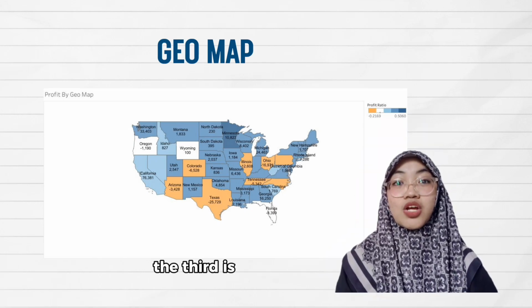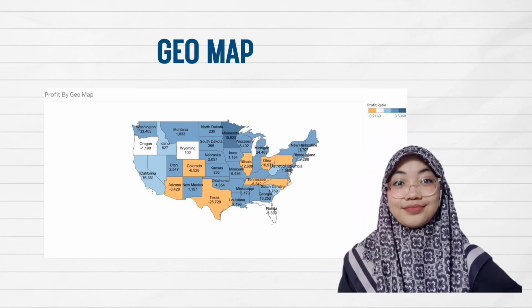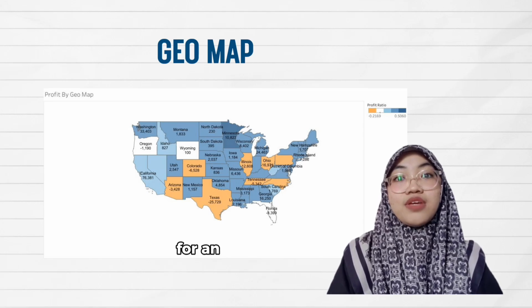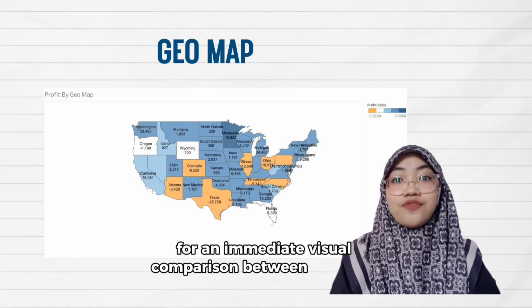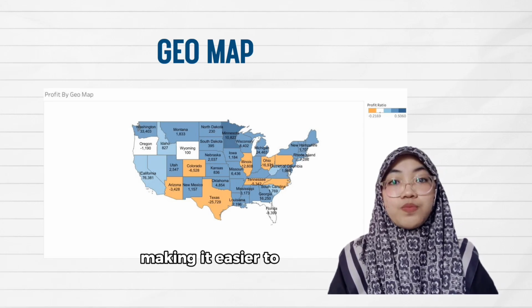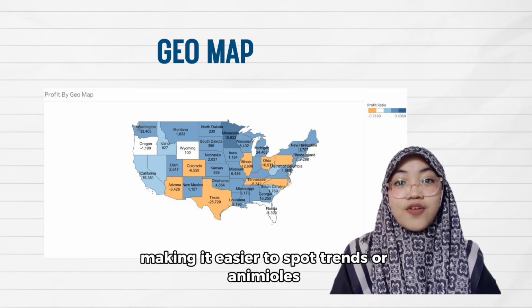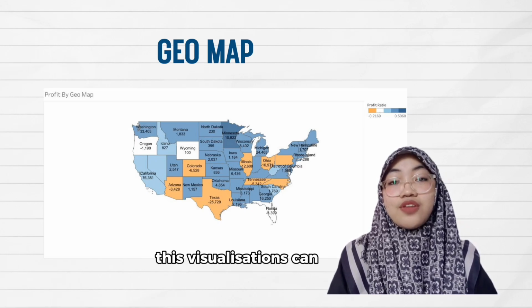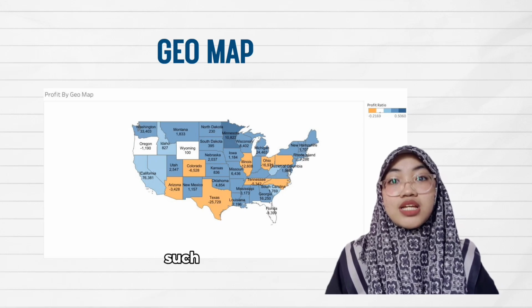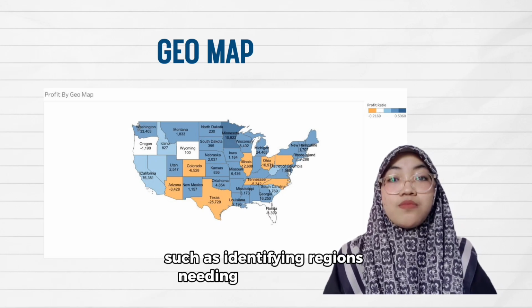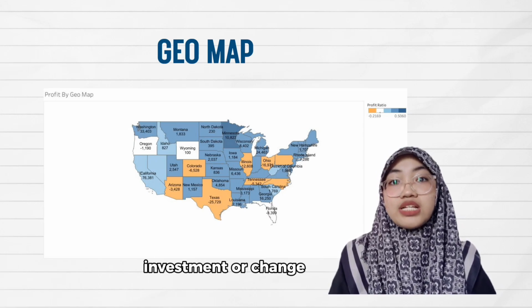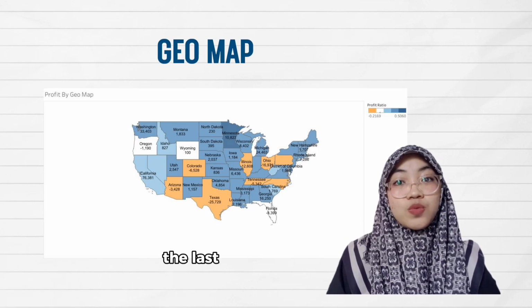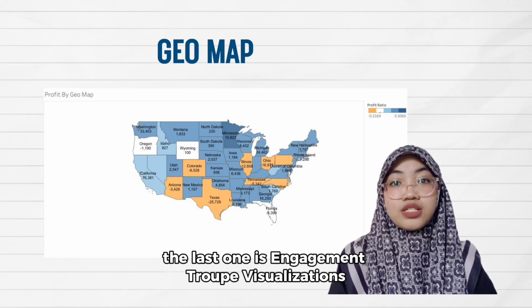The third is quick comparisons. The map allows for an immediate visual comparison between different states, making it easy to spot trends or anomalies. Fourth, strategic insights. These visualizations can inform strategic decisions such as identifying regions needing more attention, investment, or change in strategy. The last one is engagement through visualizations.